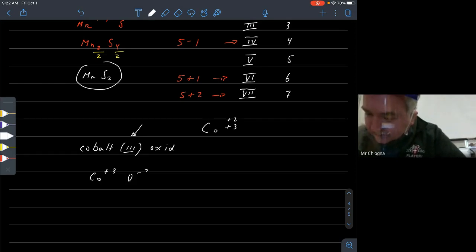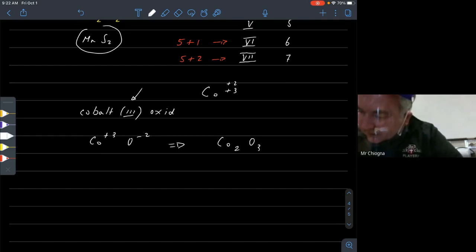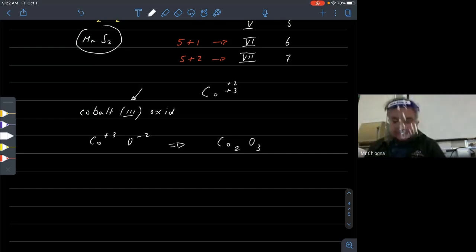Write down the oxygen -2, crisscross. And you get Co2O3. Try those out on 190. See if you can do those. We'll go through them in a sec.